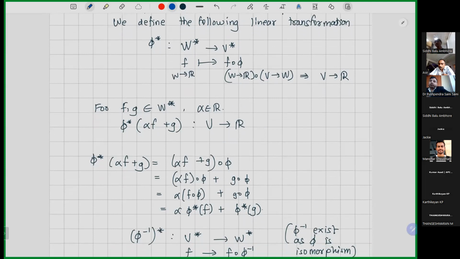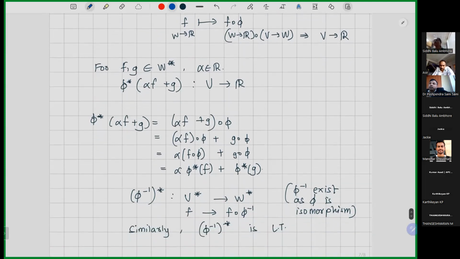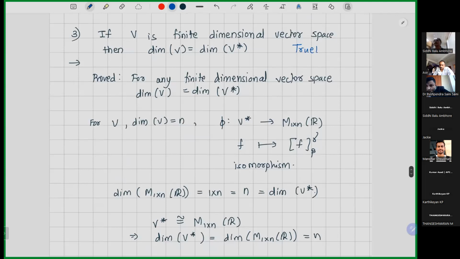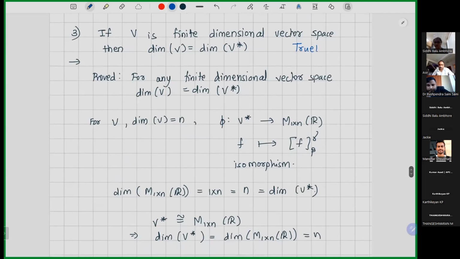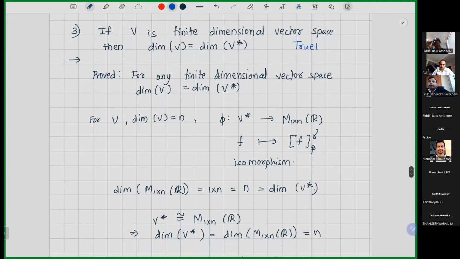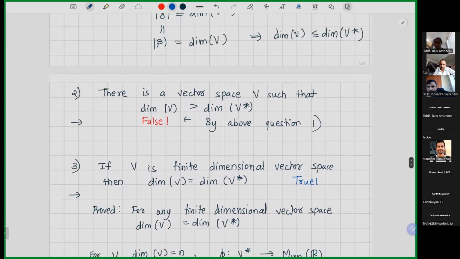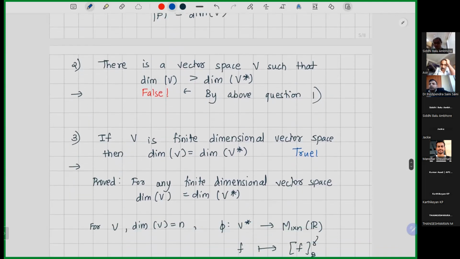Hello, I have a small doubt. Yes, sir. You have mentioned that in question 3, it is said that the dimension of V is equal to the dimension of the dual space V star. But for question 2, the dimension of V is less than or equal to the dimension of V star. So what is the condition in question 2 under which it is less than the dimension of V star?